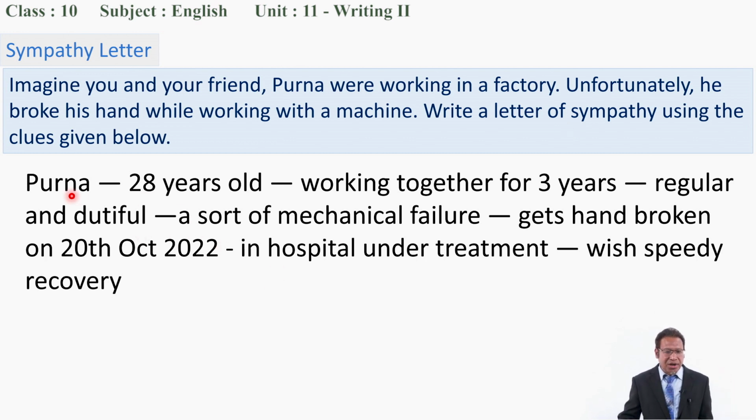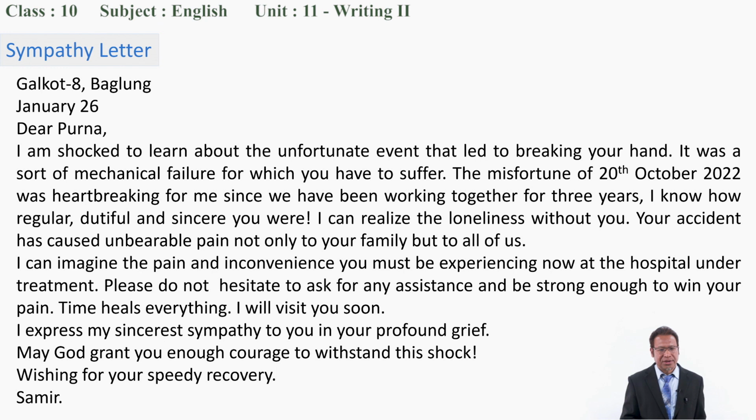So Purna, your friend, is 20 years old. You were working together for three years. He was regular and dutiful. There was a sort of mechanical failure, and his hand was broken. Now he is in the hospital on treatment. So you have to wish him a speedy recovery, and you have to express your sympathy. That's all. So how will you write this one? Let's look at this example.